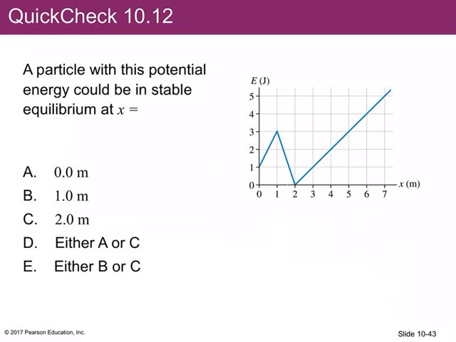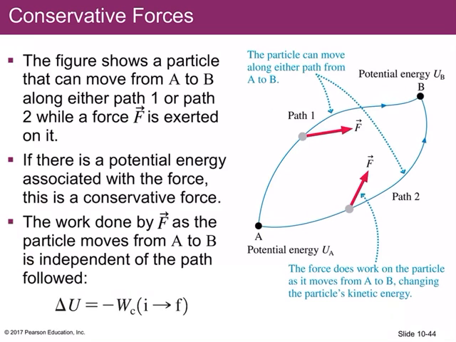And then it goes on, the same slide again, it wants to know at what position the particle with this potential energy could be in stable equilibrium. It's stable when it's at its lowest point, so that would be at 2 meters. Okay? So those are some quick checks right off there.